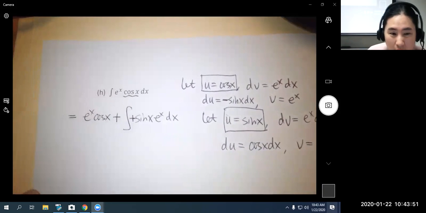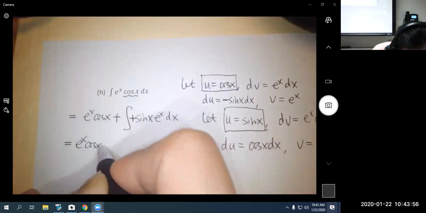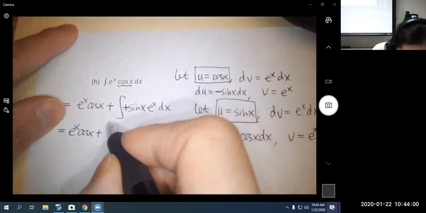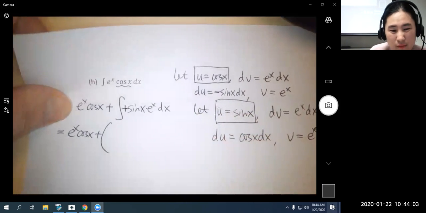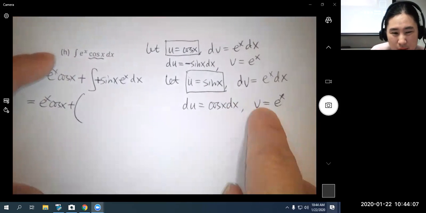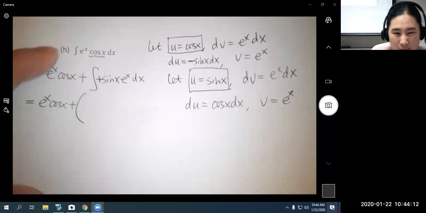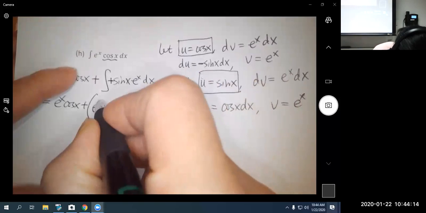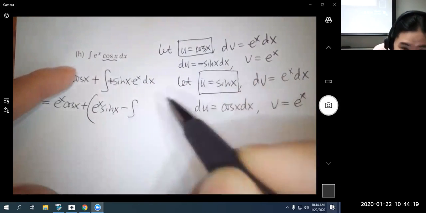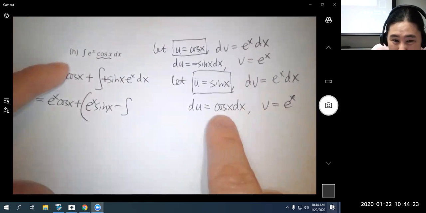Now this equals e to the x cosine x plus, because this one I'm going to use integration by parts, I'm going to use a parenthesis: u times v, which is e to the x times sin of x. Minus the integral of v times du. Okay, v times du.